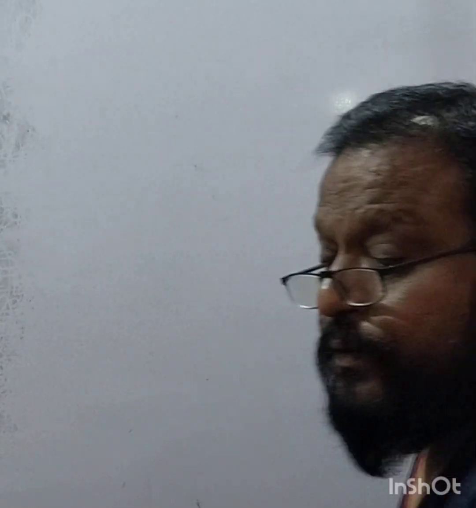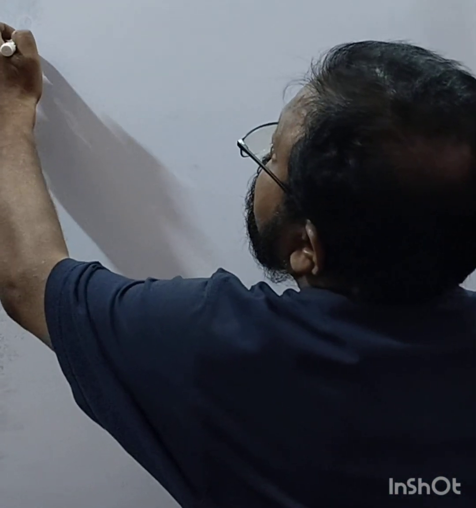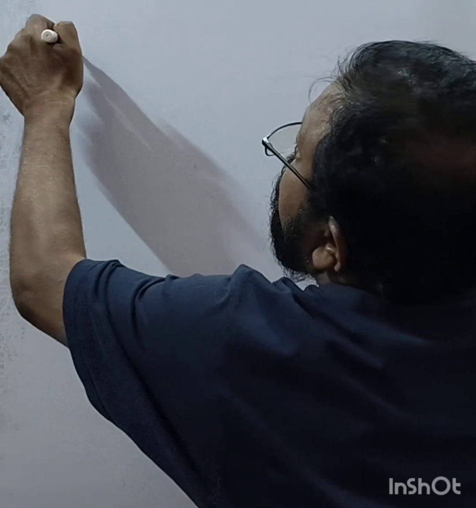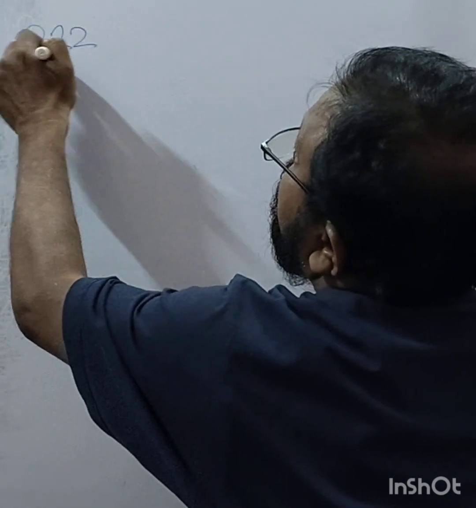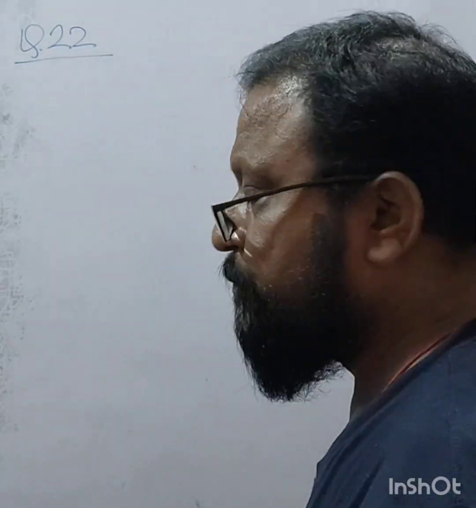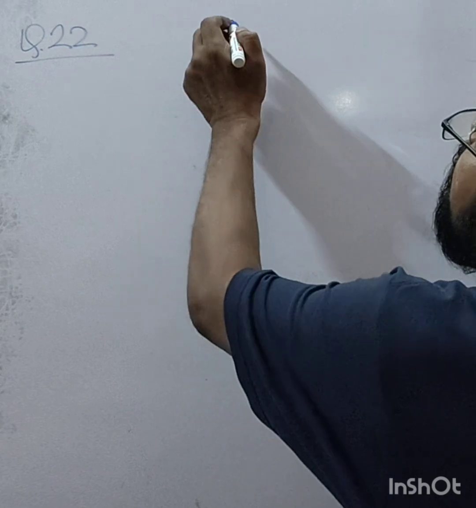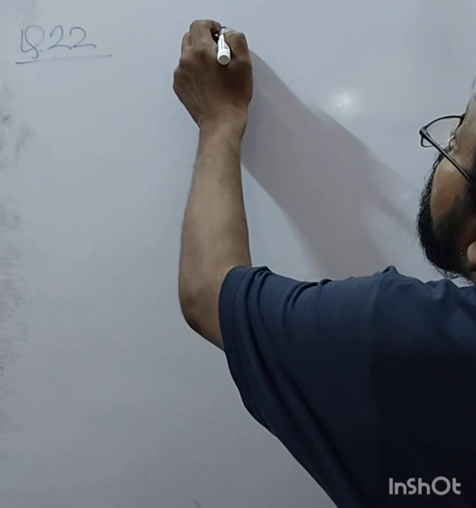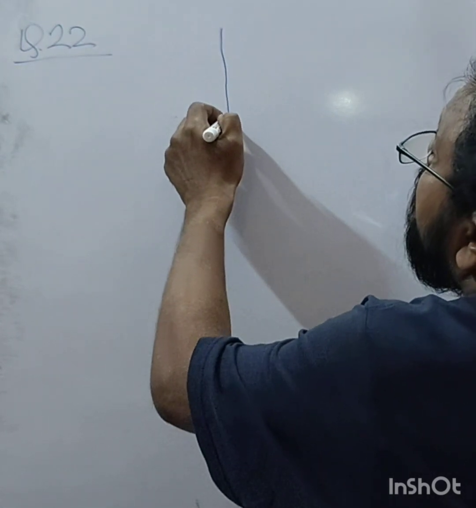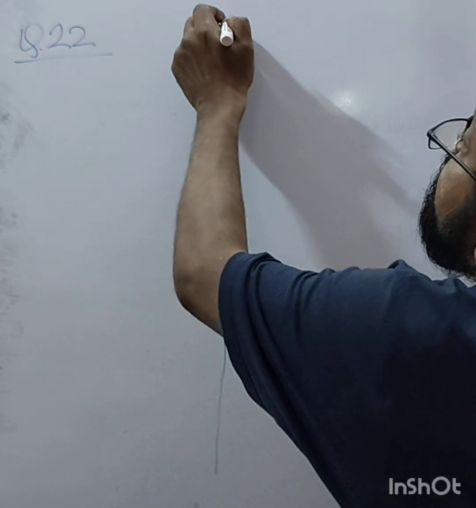If we take a point from axis, this is question number 22. Question number 22, right? So if we have a coordinate axis like this, this is the y axis.